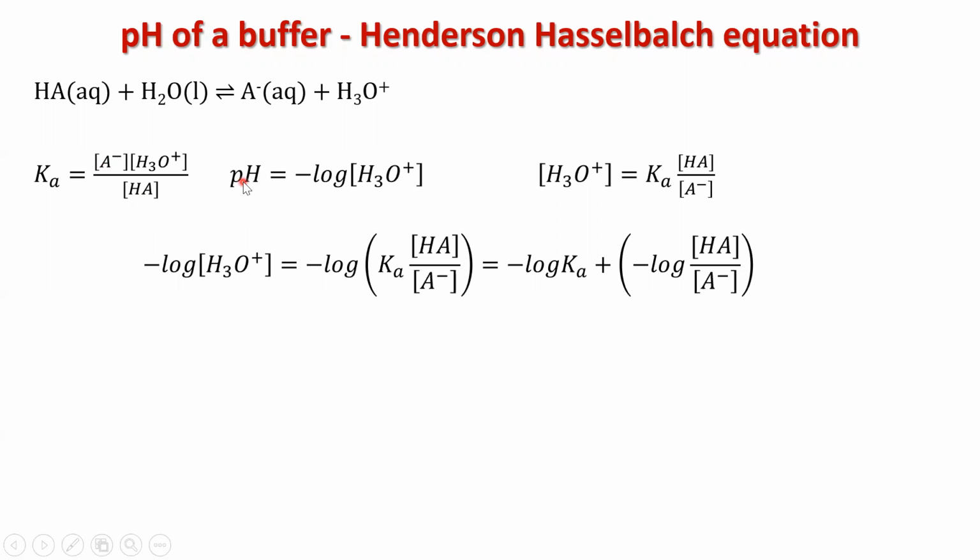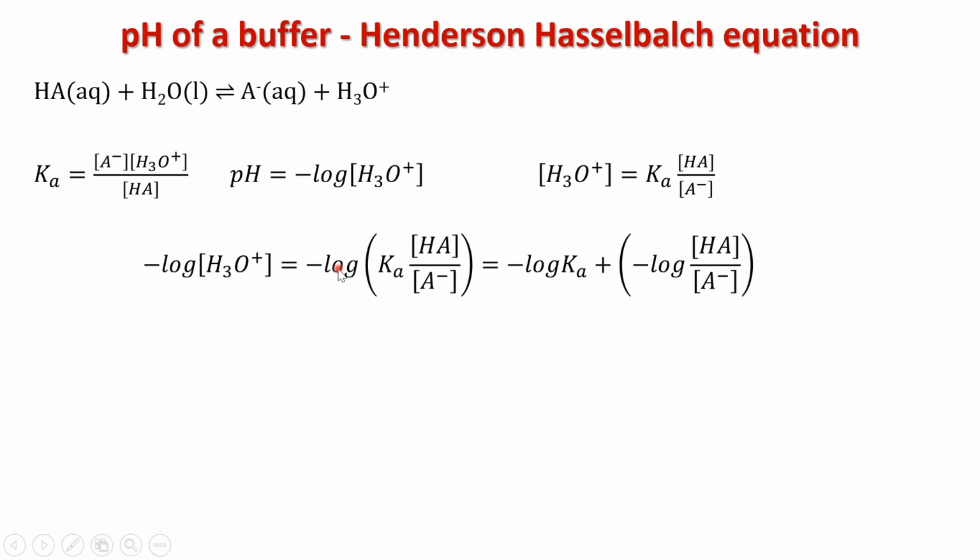Well, the pH can be calculated by taking the negative log of the hydronium ion concentration. And that equals the negative log of the hydronium ion concentration. And because the hydronium ion concentration equals Ka times our acid over our base, we can do a substitution. So we're going to take this and substitute it in for hydronium here.